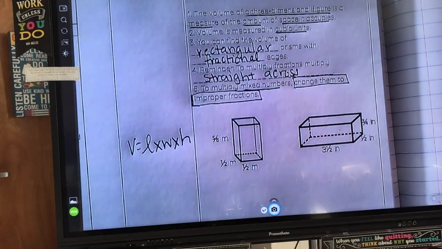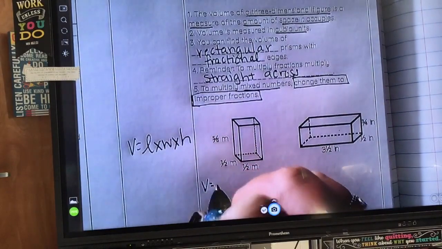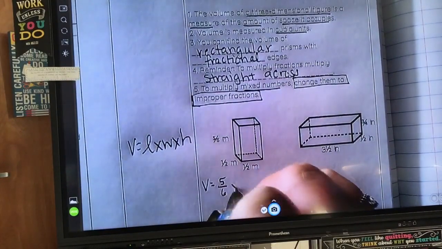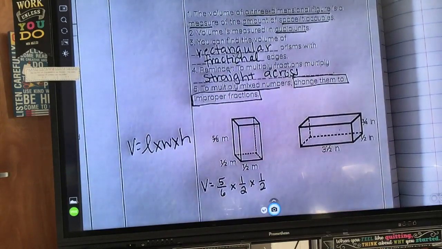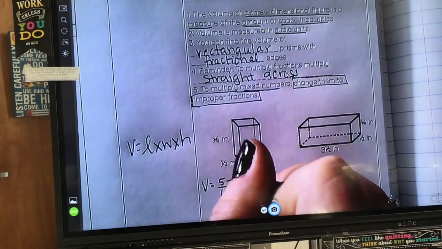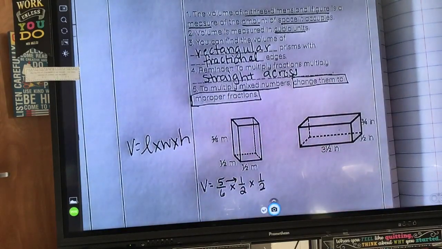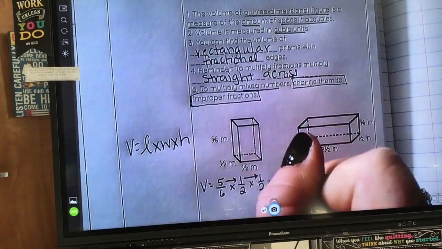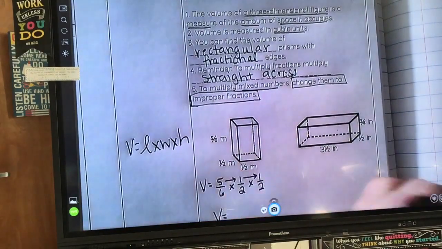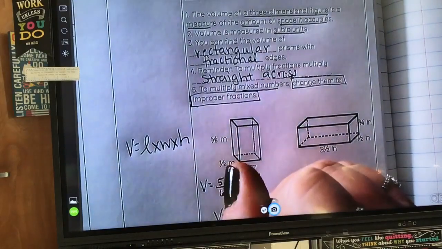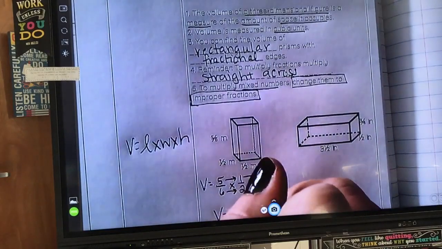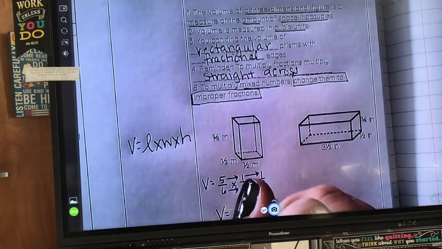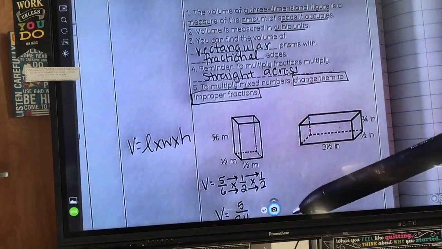Delilah? It's got fractions. Alright, so we're going to write V equals 5/6 times 1/2 times 1/2. Okay? So we're going to multiply straight across. So 5 times 1 gives me what? 5. And then 5 times 1 gives me what? 5. 6 times 2 gives me what? 12. 12 times 2 gives me what? 24. Can we simplify 5/24? No.